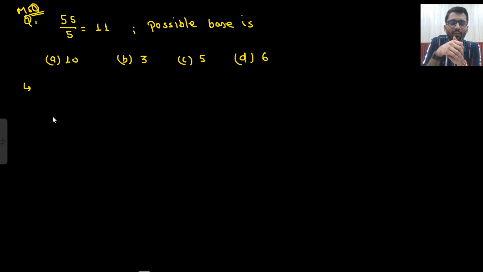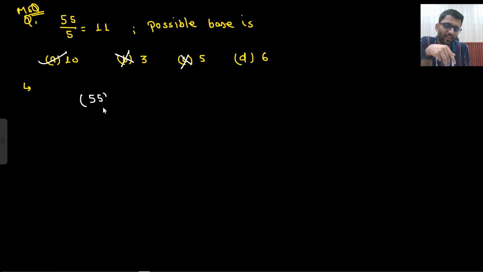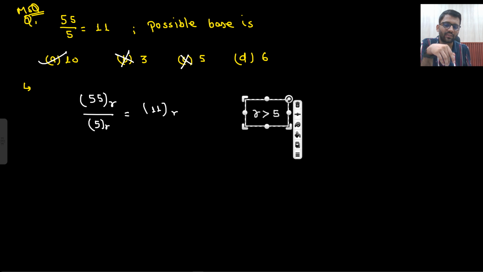55 by 5 is equal to 11. What is the possible base? So 55 by 5, that is 11. In our normal calculation, the answer is 11. That means this is the answer. No, it could be other cases as well. Here it cannot be 3. It cannot be 5. Why? Because the digit 5 is there in the number, this number is 5 in base r, and this number is 5 in base r, so r has to be greater than 5. R has to be greater than 5.